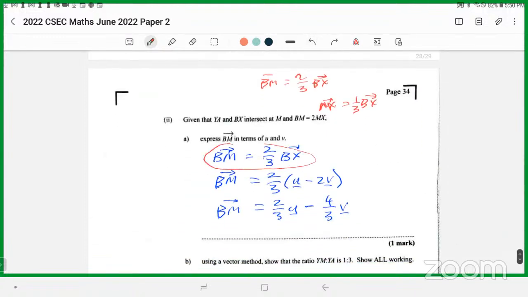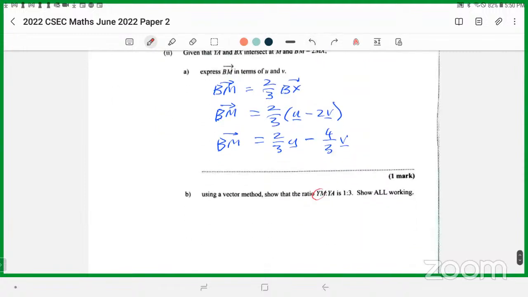See there? And now that we find the BM, they're asking us now to find YM and YA. Because in order to use a vectors method to get differentiation, we have to find the vector YM. And we have to find the vector YA. But the YA is straightforward, because we know the position vector of Y and we know the position vector of A. This is the one that you have to work out. And again, you want to look to use this.